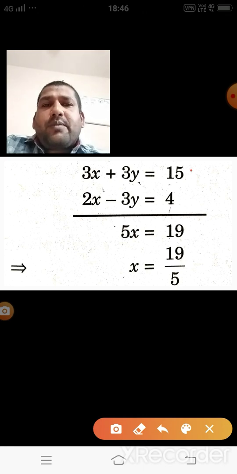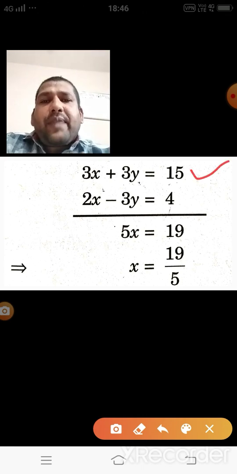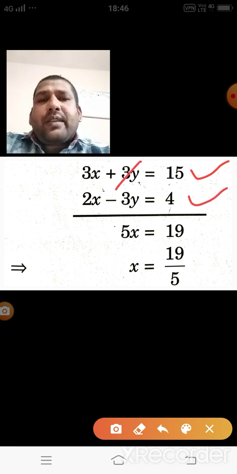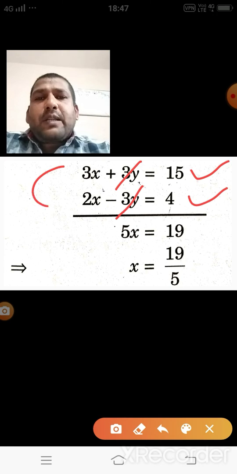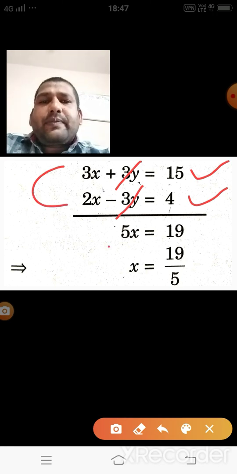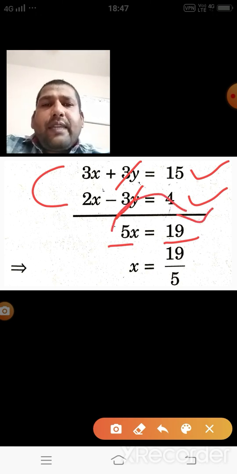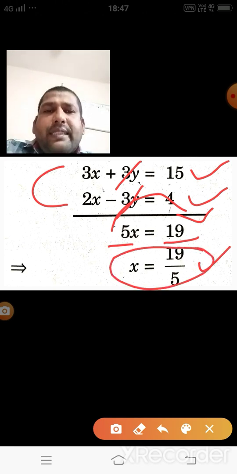The first equation becomes 3x plus 3y equal to 15, and the second one we have 2x minus 3y equal to 4. On adding, 3y gets cancelled out because the signs are opposite. If the signs are the same, then you should subtract the two equations, and if the signs are opposite, then you may add the two equations. And 3x plus 2x we get 5x, 15 plus 4 we get 19. And if we take 5 to the other side, then we get x equal to 19 upon 5. And this is the value of x.